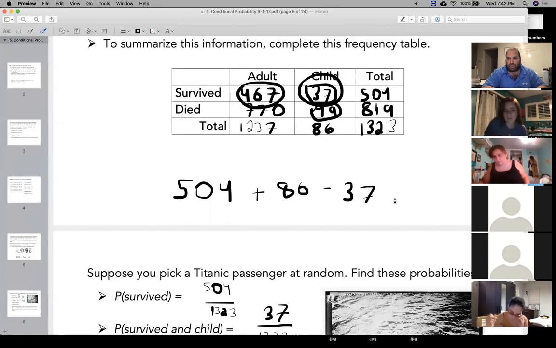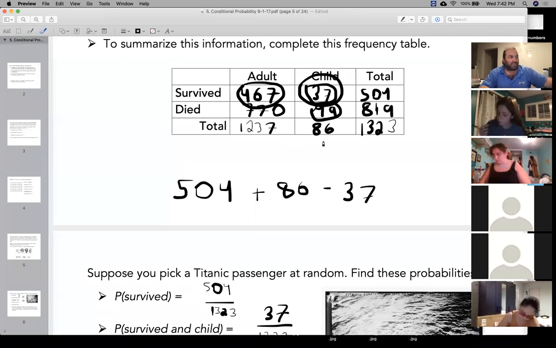This is like the same thing we did before, 6 plus 5 minus 1. Remember the dice roll problem? We had 6 ways of getting doubles and 5 ways of getting something else, and we had to subtract the overlap, correct? So this is the same situation where we're subtracting the overlap. The overlap here is the 37, because we counted it both when we calculated the 504 and when we calculated the 86. Because we counted it twice, we have to remove it once so that we only get one of each.